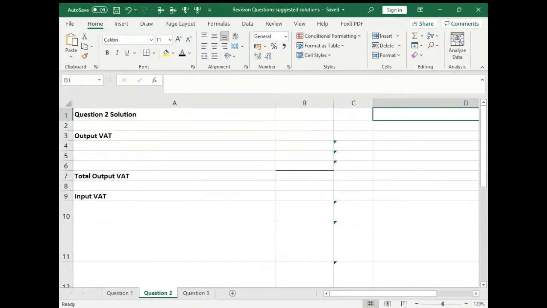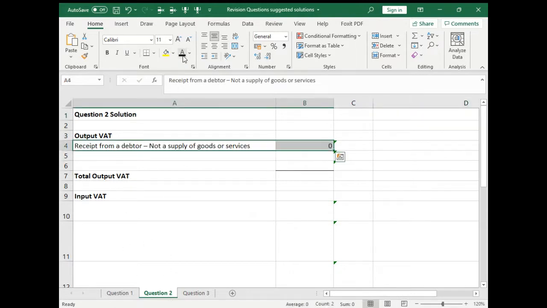The first entry based on the information we had is a receipt from a debtor. Now, for a receipt from a debtor, we will not actually raise output VAT on it now. The reason for that is a receipt from a debtor is not a supply of goods or services. So we will not create any VAT on that. When we did the original sale and created the invoice, we would have accounted for the VAT then. So the receipt is generally after the invoice was issued. In that scenario, it would be a zero because it's a non-supply. That is your rationale for making it a zero.